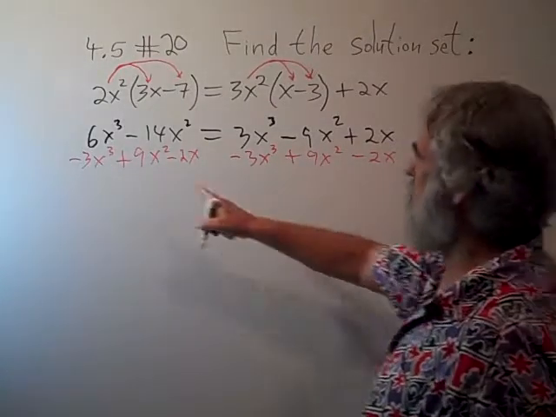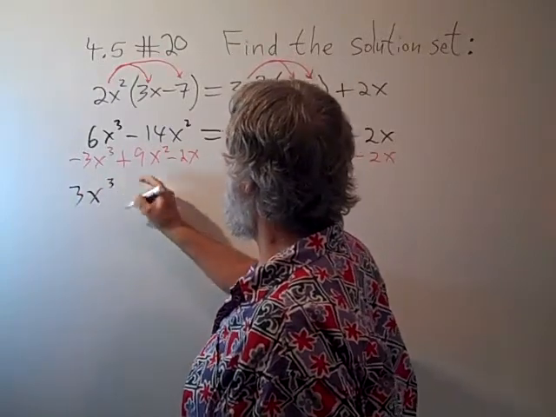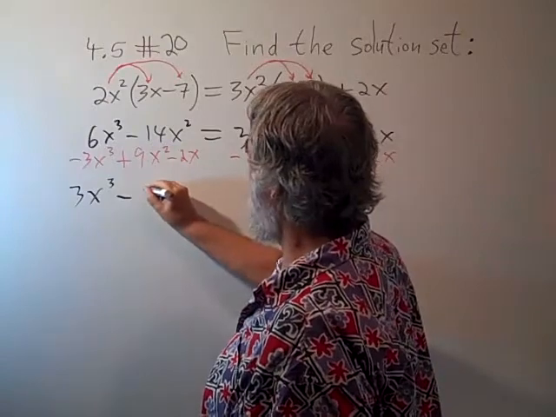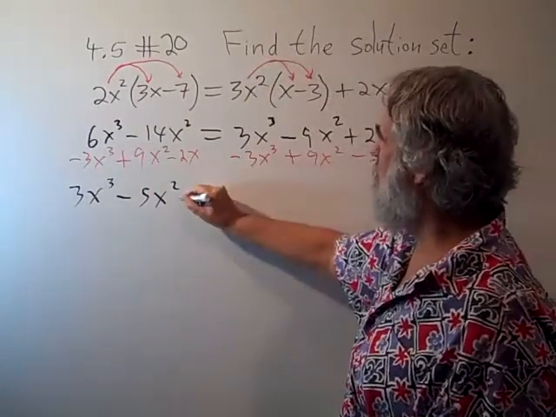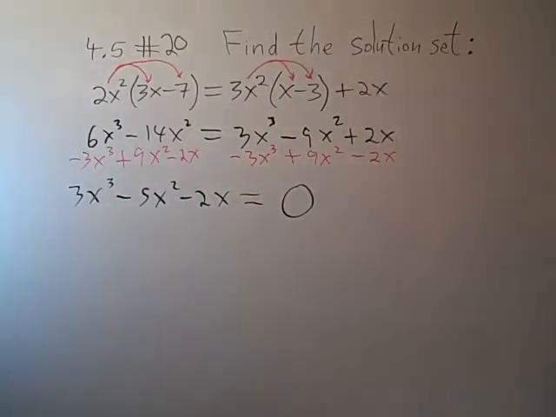The result is 6x cubed minus 3x cubed is 3x cubed. Negative 14x squared plus 9x squared is negative 5x squared. And then minus 2x. And this equals 0 on the other side. So now we're ready to start our factoring process.